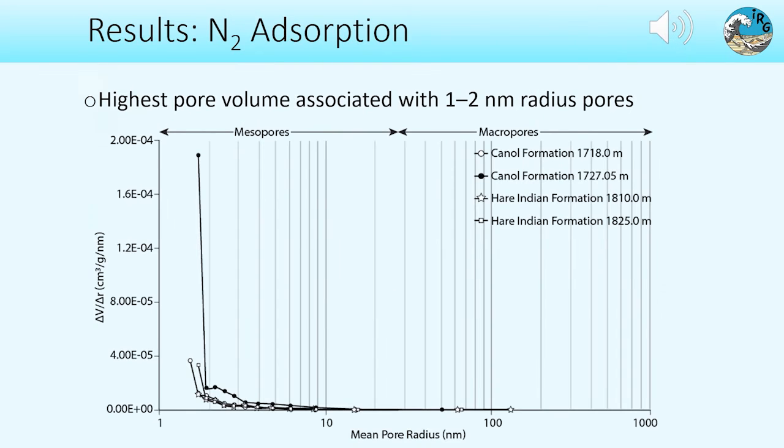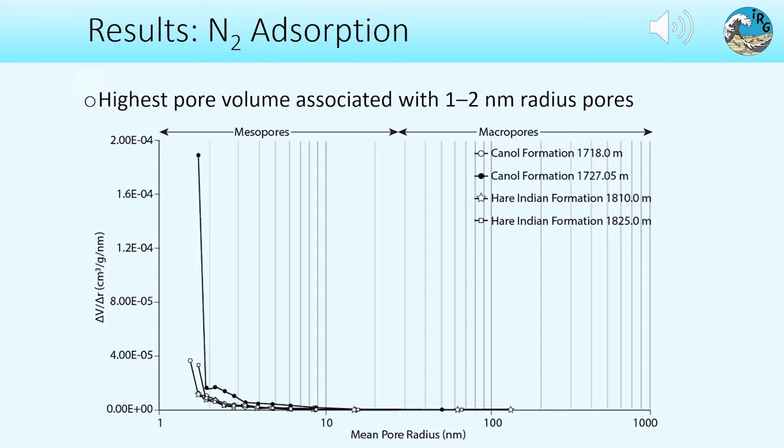Looking at mesopore size distribution, pores with a radius in the range of about 1 to 2 nanometers occupy the greatest volume for all 4 samples. However, a smaller peak is observed in the 2 to 3 nanometer radius range for the Canal Formation at 1727 meters. This shows that pores in this interval are very small.